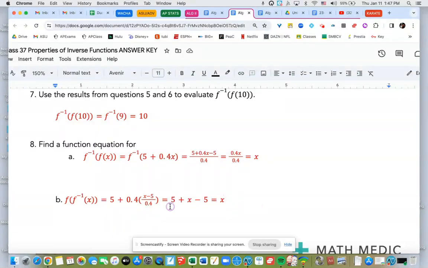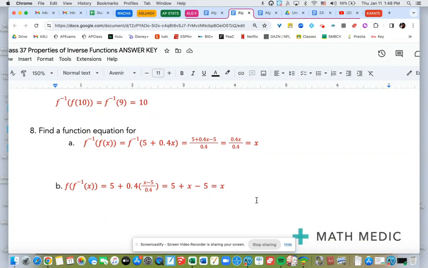I mean, it's no surprise, right? You did something to a number, and then you undid it, like you went backwards and undid the same things, but backwards. So of course, if you multiply by 5 and then you divide by 5, you're going to go right back to where you started. That's really all it is.